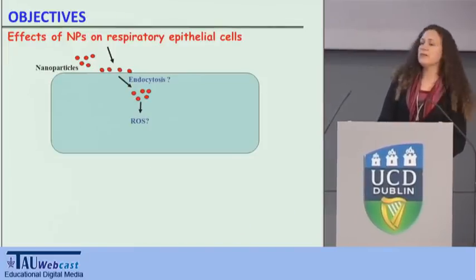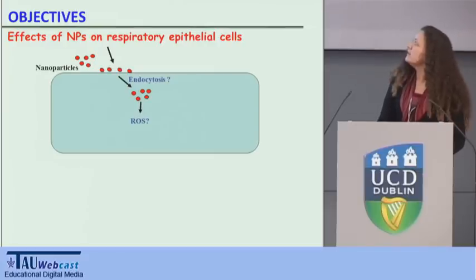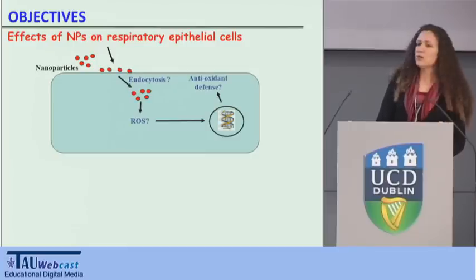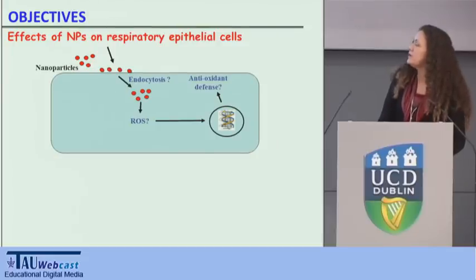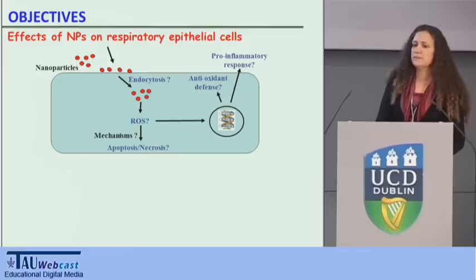So our objective was to study the effects of nanoparticles on respiratory epithelial cells, as these are the first targets after inhalation of nanoparticles. Firstly, we studied whether these particles are taken up by the epithelial cells and if they could induce the production of reactive oxygen species. It has been shown that ROS inside the cell could lead to antioxidant defenses or the induction of a pro-inflammatory response. And at very high concentrations of oxidative stress, this could even lead to cell death.